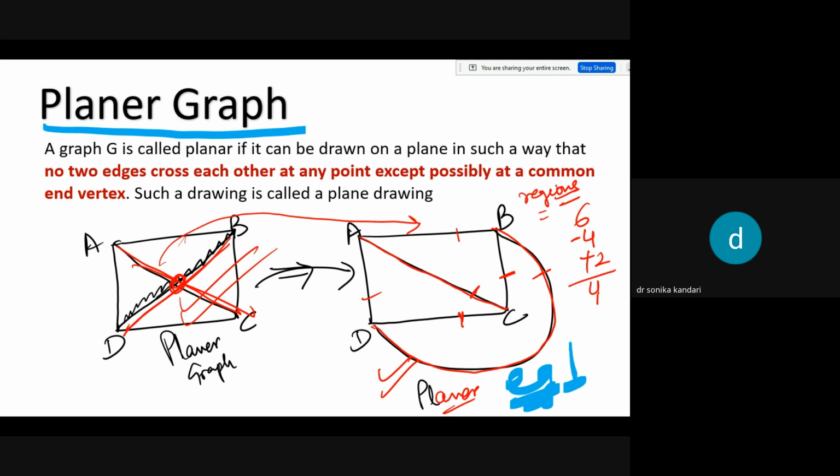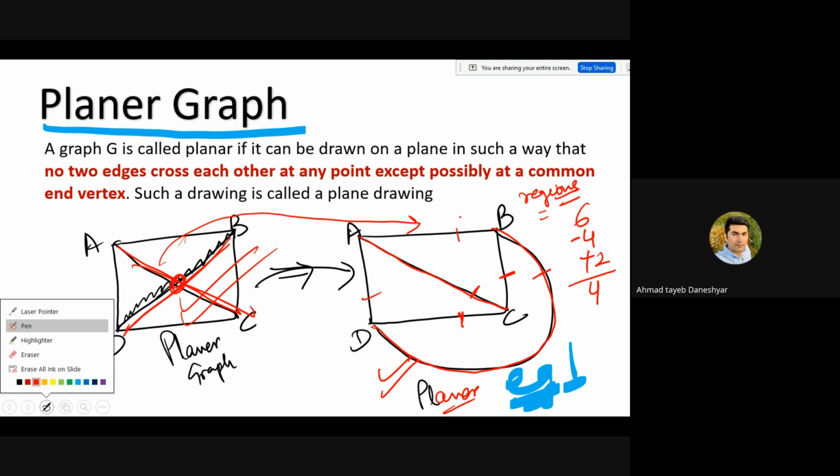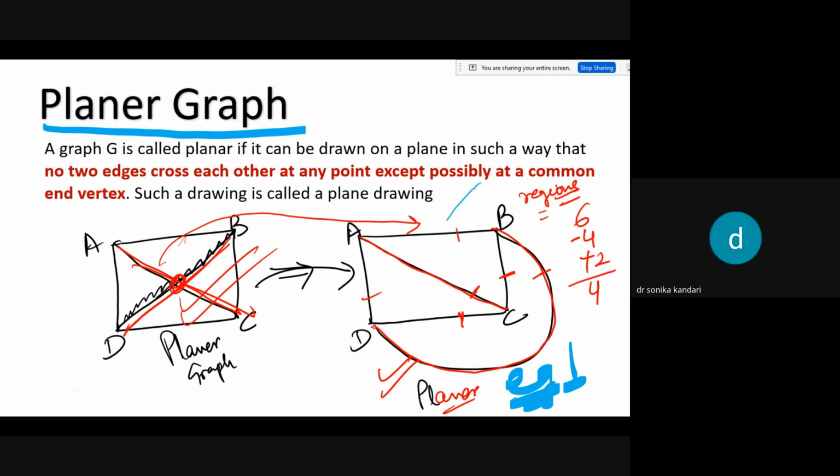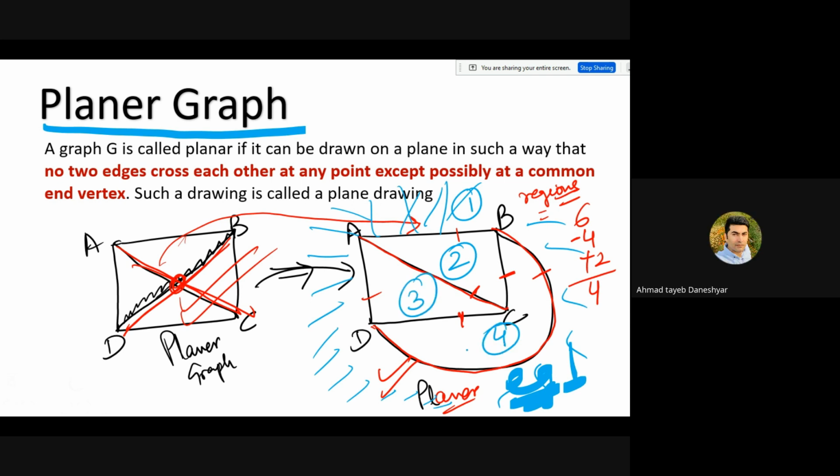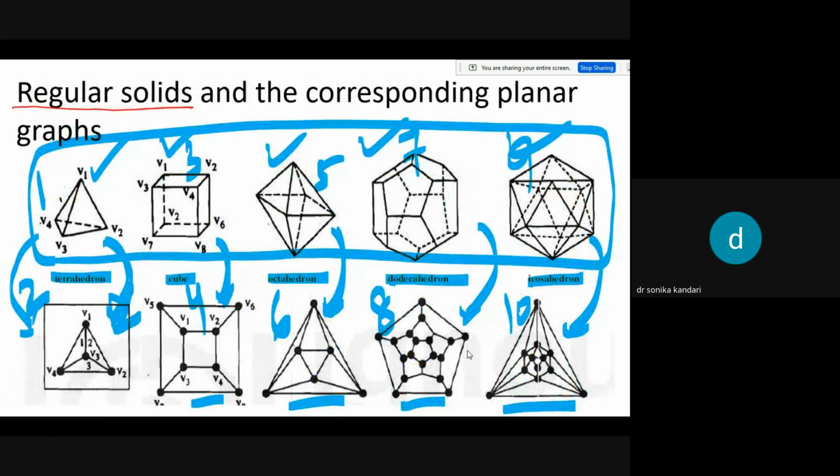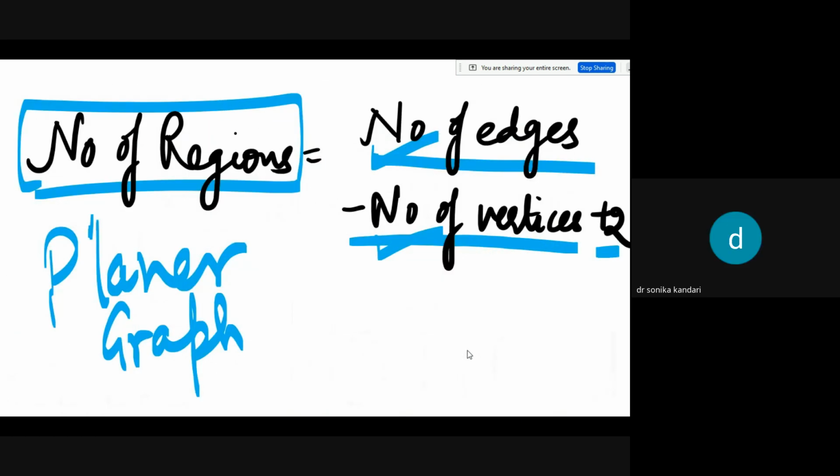Fine. 4. And how can you show those regions? From B to C to B is one region. This is one region, the outermost. This is the second region, third region, fourth region. Is it clear? Now region is clear. The concept of planar graph is clear.